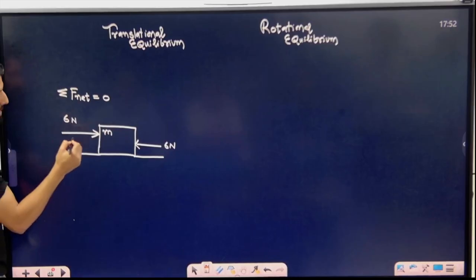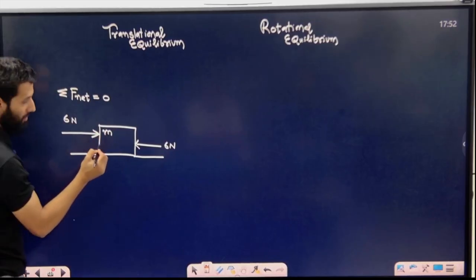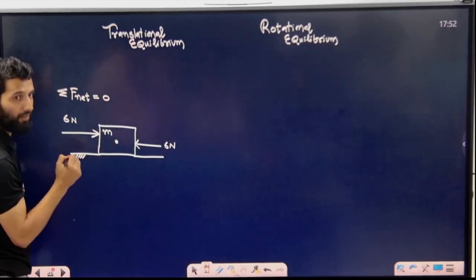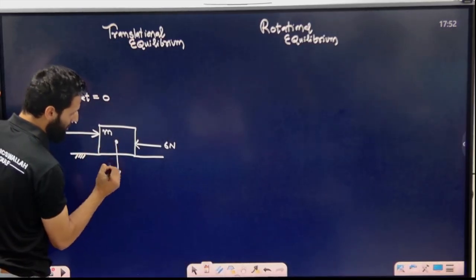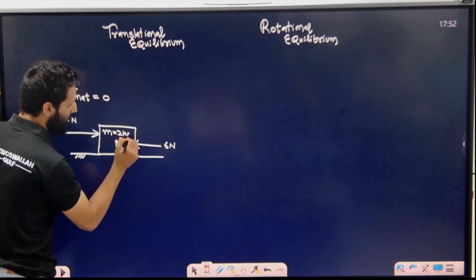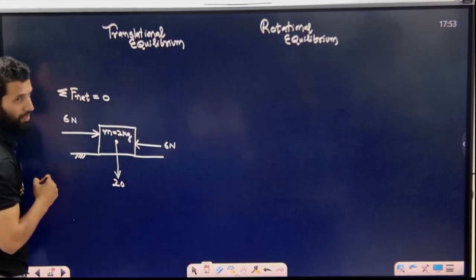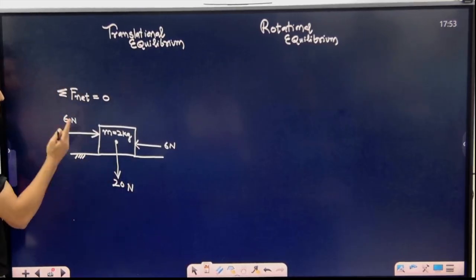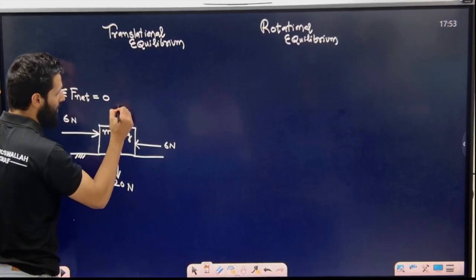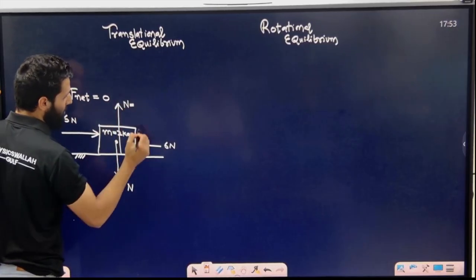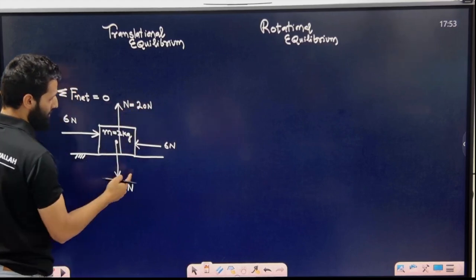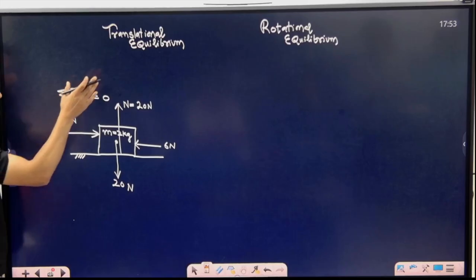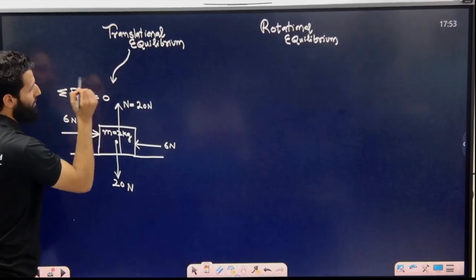Zero. Similarly, if mass is 2 kilograms, how much will be the mg force, the gravitational force? 2 into 9.81, or 2 into 10, is 20 newtons, right? This is weight. Is there any other force upwards? Yes, the normal force, and this normal force equals exactly 20 newtons. Then these forces will cancel, and the net force will be equal to 0. Such a condition is called translational equilibrium.